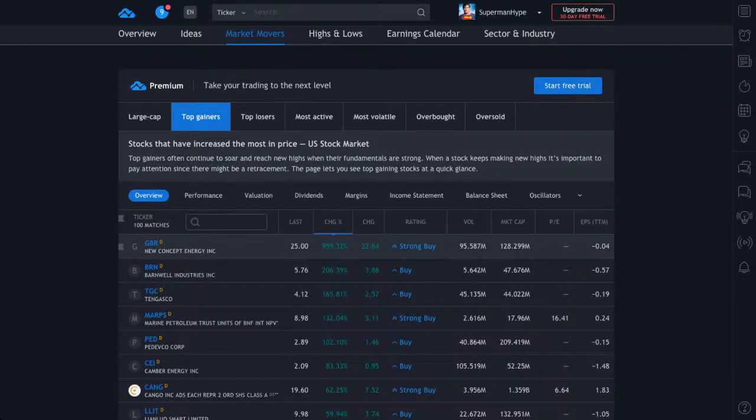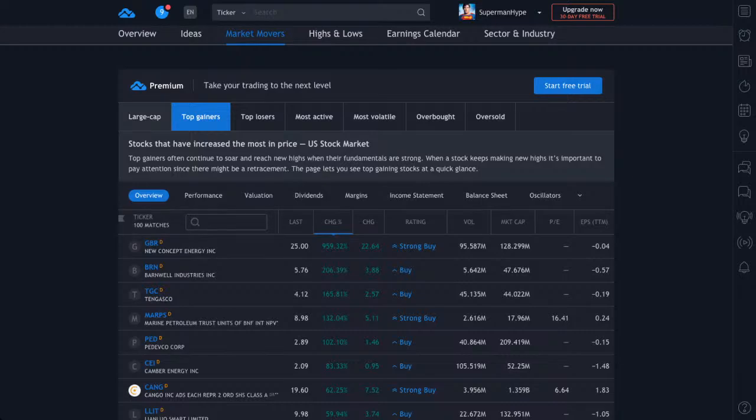It will tell you the percentage, like this company here, New Concept Energy. The last price was $25 US. And in the last 24 hours, it's gained 960%, which is outstanding if you were lucky enough to be in that. And the change is $22.64. So basically, that may have just launched. It may have come out with a new technology. You just don't know. It's still got a strong buy rating on it. Whether that still holds up is another question, because it may have petered out its momentum. The volume is 95 million. And the market cap is 128 million. So you can actually click on these to look at them further.